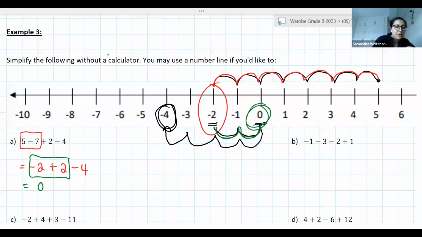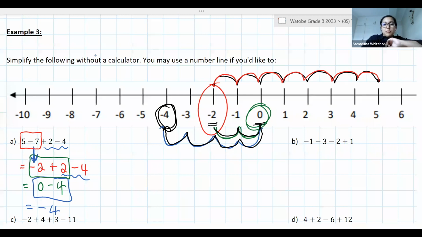So I've got 0 minus 4. And then finally, we do the final step where we say 0 minus 4. So 1, 2, 3, 4 in the negative direction. And so we get our answer of -4. So all it is if you want to do it step by step, you can. So the 5 minus 7, that's where we got the -2 from. And then I had the rest of my expression.